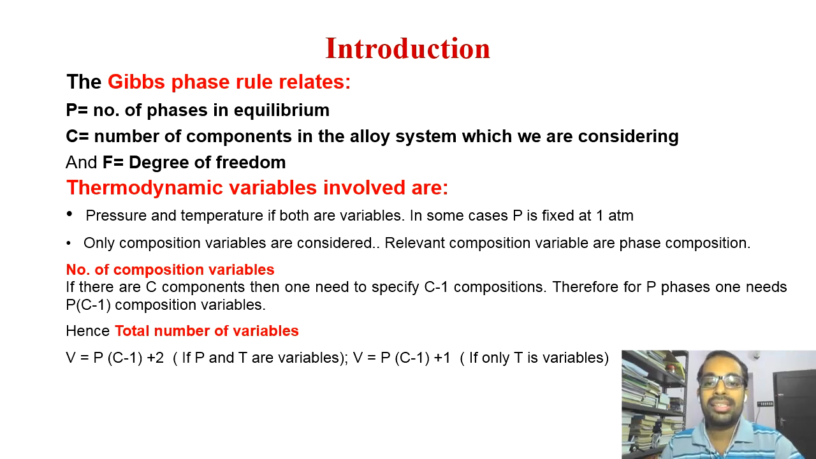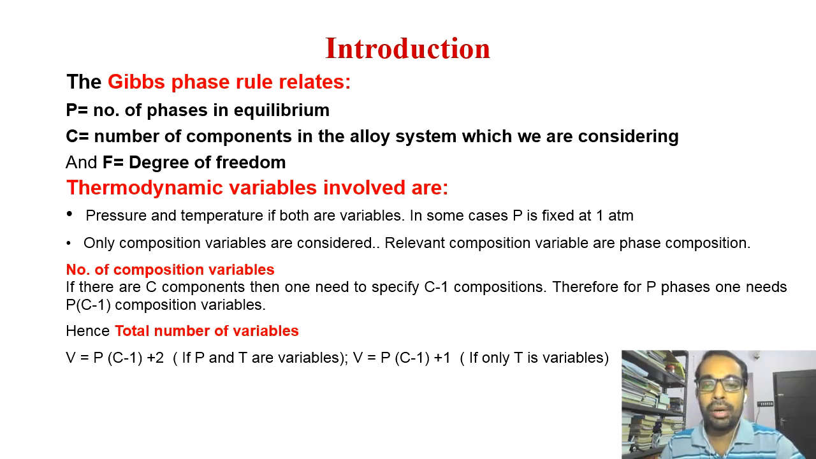Before discussing F, the degree of freedom, let us discuss what the thermodynamic variables for the Gibbs phase rule are. There are two thermodynamic variables. One is the pressure and the other one is the temperature, which both can be variables. But in most cases we fix the pressure at one atmosphere, so that mostly there will be one thermodynamic variable.